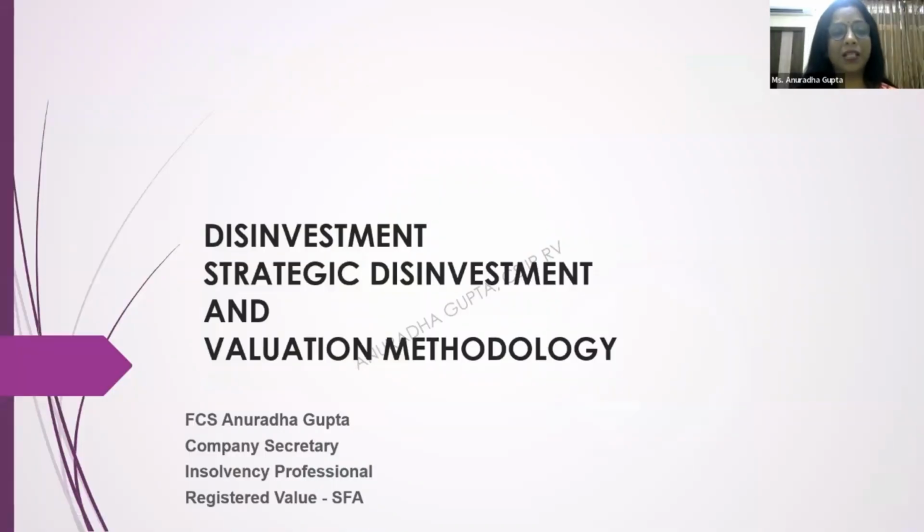Meaning of disinvestment. We use the word strategic disinvestment. So what is the meaning of strategic disinvestment? Well, there are different methods that are adopted worldwide in the disinvestment process. Then we will come to the Indian scenario, try to understand how the disinvestment process started in India, and how the government started disinvesting.